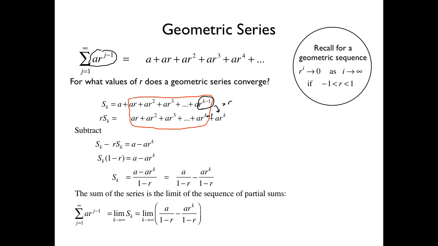So there's two things going on here. First of all, we need that thing to converge to a finite value. And so then we're asking what values of r will make that converge. That's the first thing we need to do.